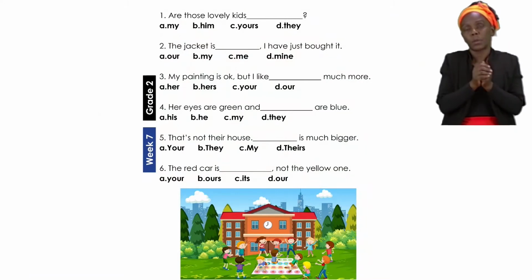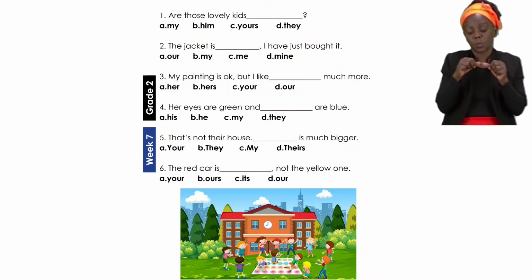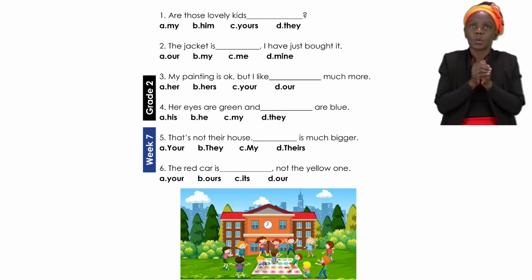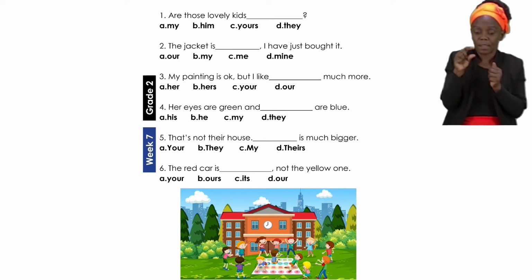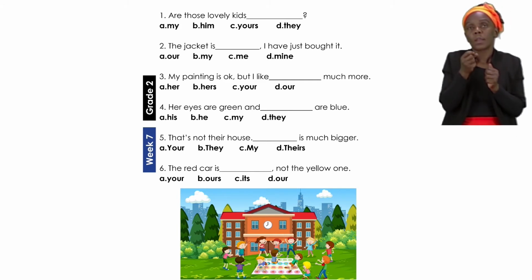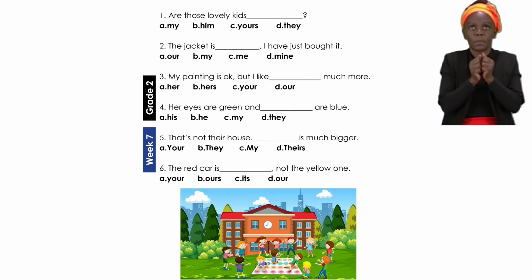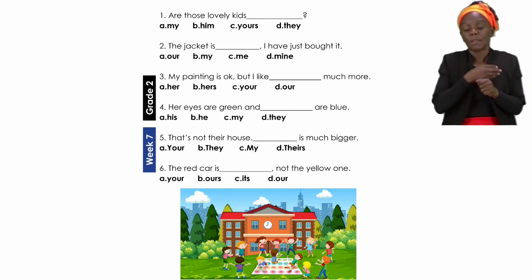Let's now turn to the next page, page 12. On page 12, we are going to be continuing with our possessive pronouns. Now that we know which ones are for where, this one is going to be so easy. Your job is going to be choosing the best answer to complete the sentence. Let us do number 1 together. This one is a question. Let us read together. Are those lovely kids dash? Let's read again. Are those lovely kids dash?